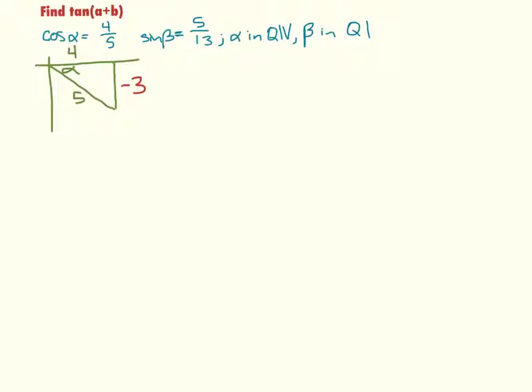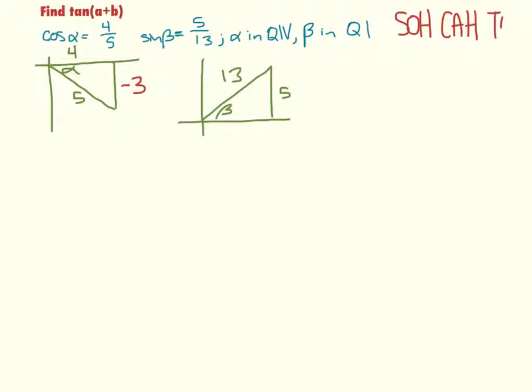Okay, beta's in quadrant 1. And the sine of beta is 5 over 13. So sine is opposite over hypotenuse. Yeah, this whole time we're using SOHCAHTOA. Okay, so from our Pythagorean triples, what's the third side of this triangle? 12.